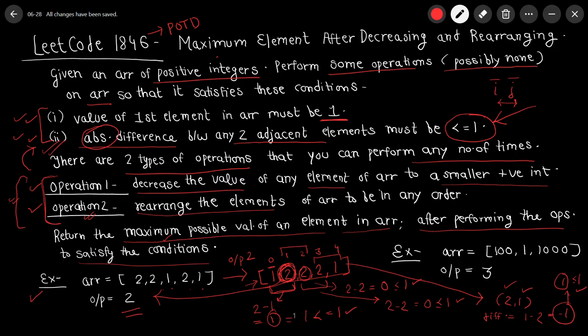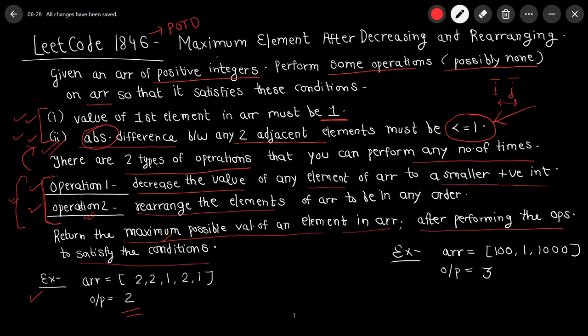Now let's move to the second example. Before that, let me erase the content. So coming to the second example, here the array is 100, comma 1, comma 1000. Suppose we check this pair. The difference is 1 minus 100, which is minus 99. Taking the absolute would give 99, which is not less than or equal to 1. So the first pair itself violates the condition. So we need to rearrange it.